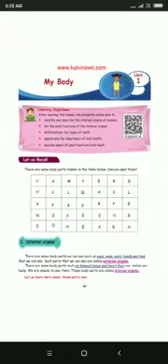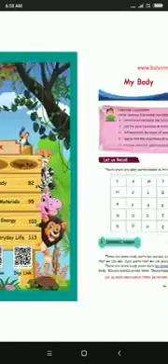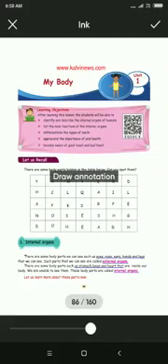Name some parts of the body. In lower classes you studied parts of the body. For example, eyes, nose, brain, hand, leg, liver, stomach. These are the parts of the body.